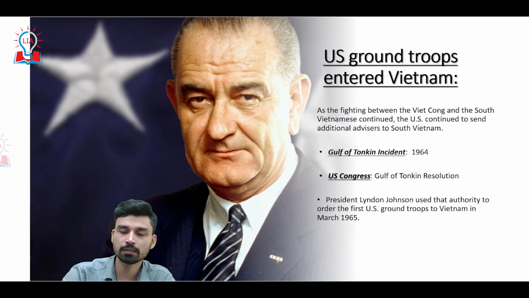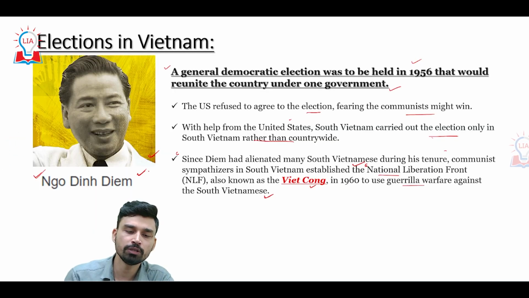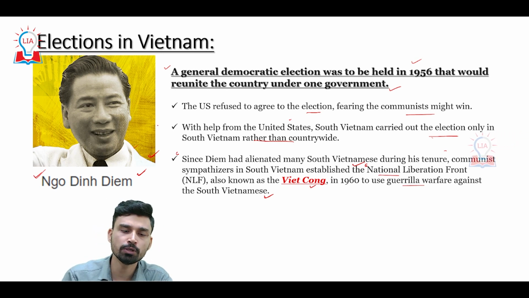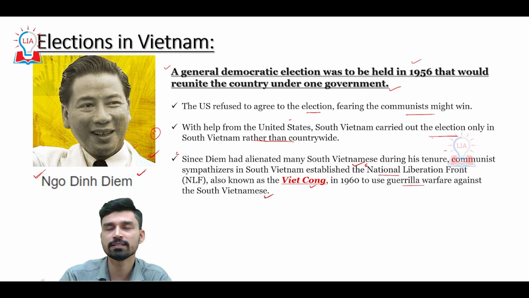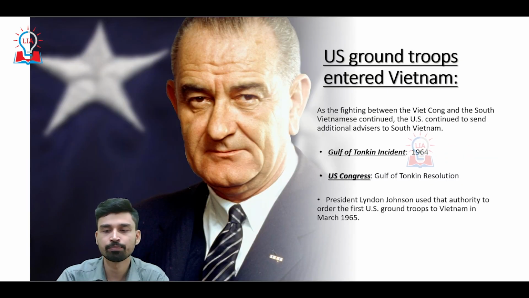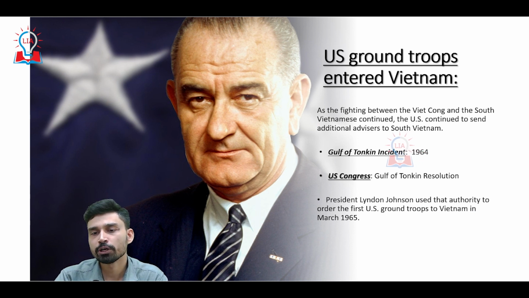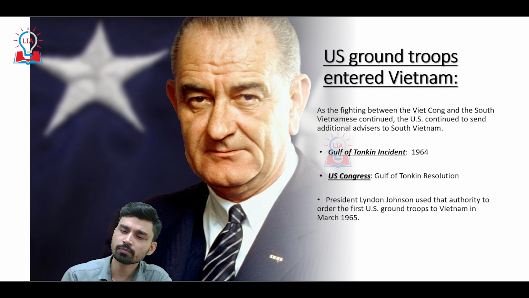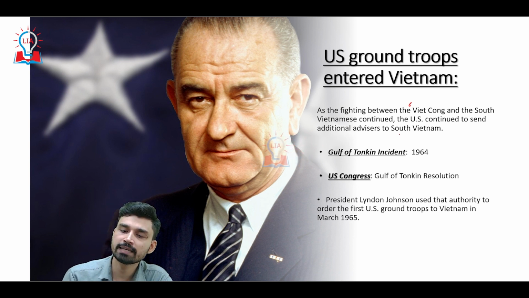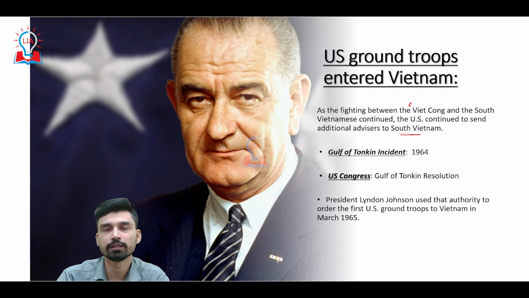In further developments, a coup happened. Ngo Dinh Diem was killed, and even the US helped in this coup because the US was also very troubled by the decisions taken by Ngo Dinh Diem. Then, as this progressed, the US felt that South Vietnam could also come under the influence of communism, and as the fighting between the Viet Cong and the South Vietnamese continued, the US finally decided to send advisors to South Vietnam.